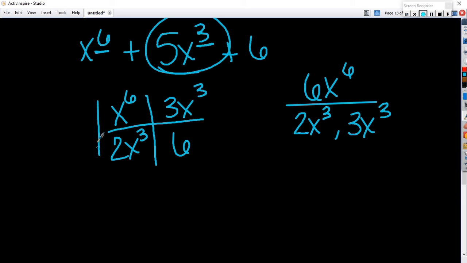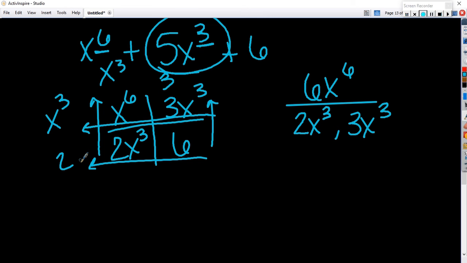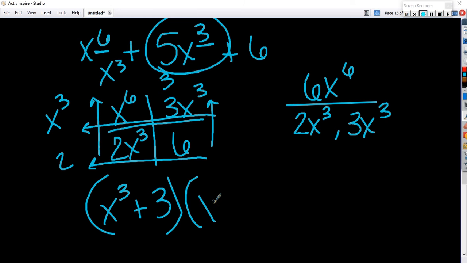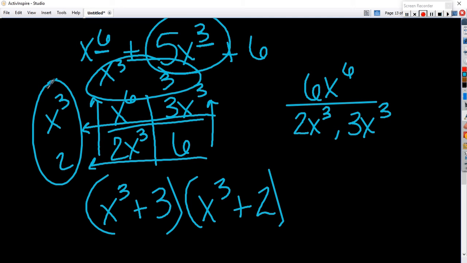Up and over. GCF. X cubed. How about here? 3. Well, the 6 doesn't have an x, so don't pull an x. That's okay. How about here? And here. X cubed plus 3 and x cubed plus 2. So this is pretty easy to everybody. Same thing we've been doing in the box. It's just my exponents are a little bit bigger now.